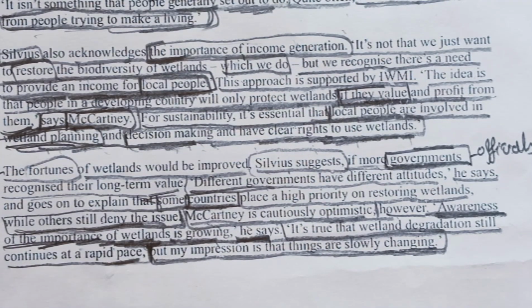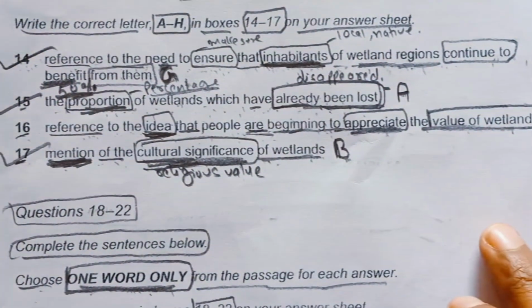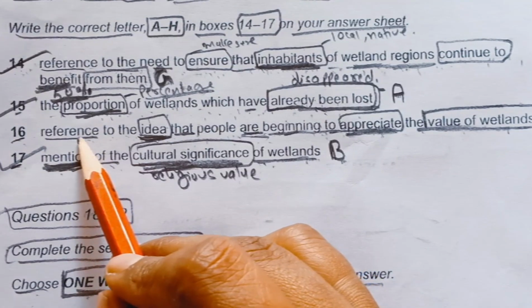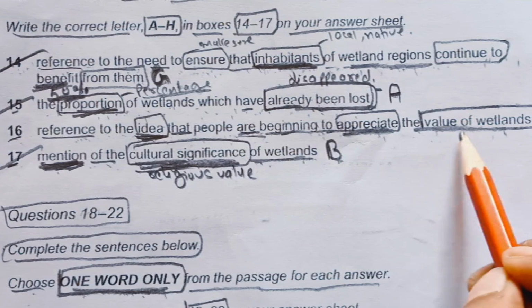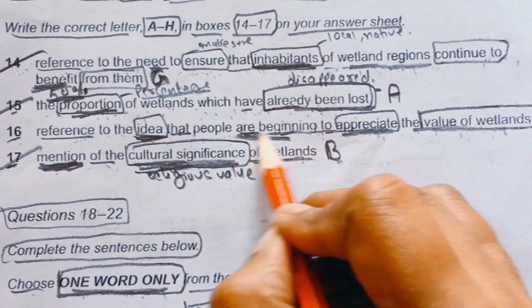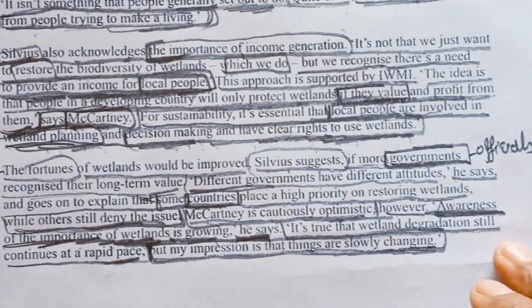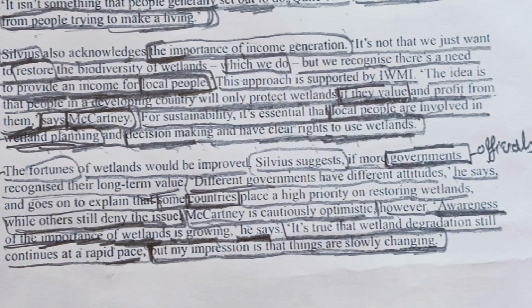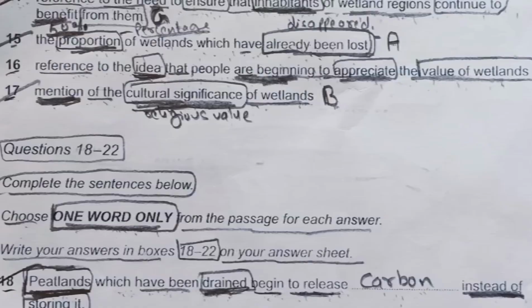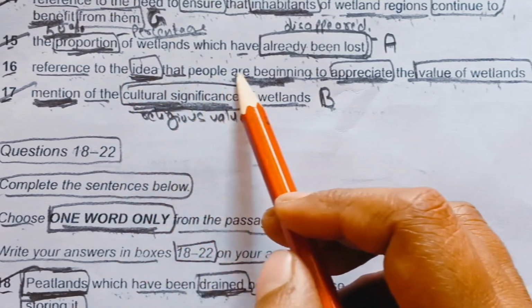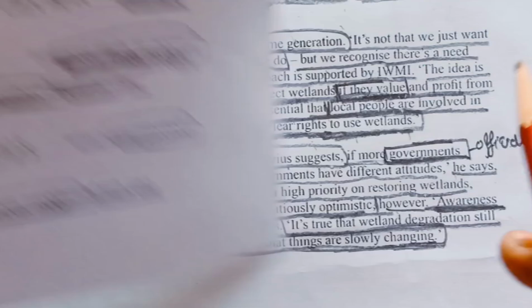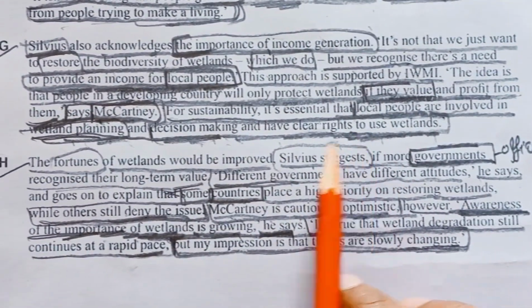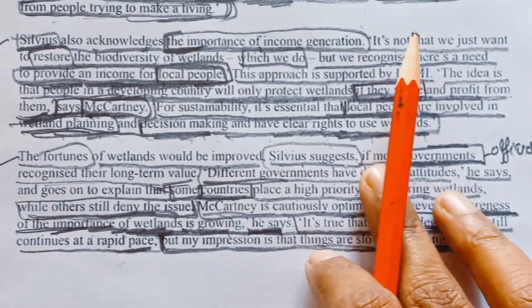So let's see whether we are getting our remaining answers. Question 16: reference to the idea that people are beginning to appreciate the value of wetlands. So this thing we have just seen in this last paragraph, paragraph H.